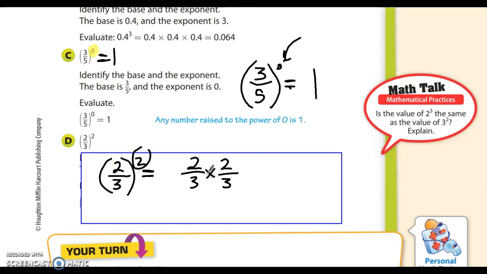You just multiply your numerators. 2 times 2 is 4. And 3 times 3 is 9. And those won't simplify. And that's the answer. 4/9. That's it. They're a lot simpler than they really look.